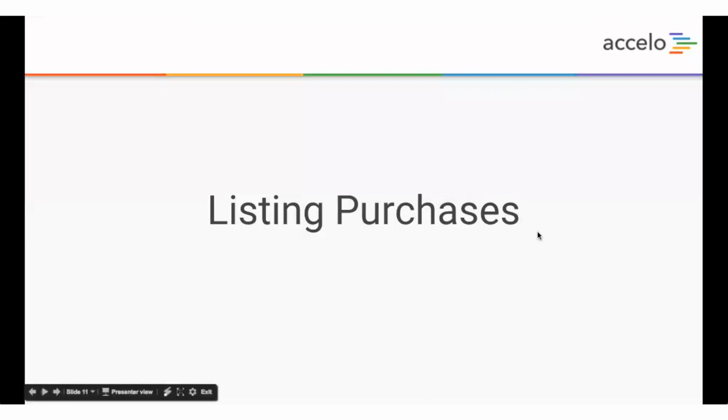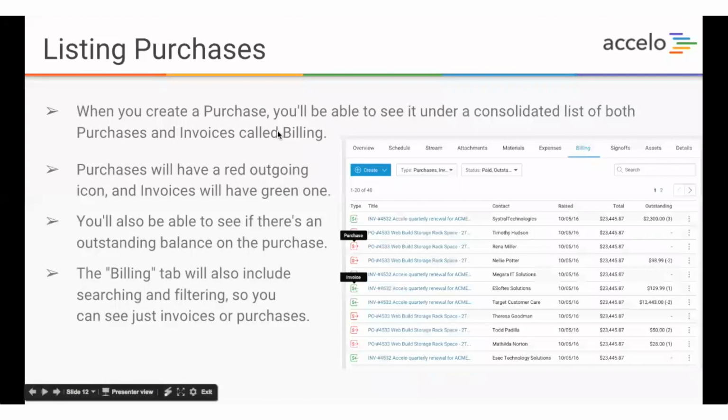All right, now let's look at the listing of purchases. Once you've created your purchase, you'll be able to see it listed in a new tab we're calling billing, which is going to be a consolidation of both the purchases as well as the invoices that you've created for that particular project or ticket or other object in Excello. The purchases will have a distinctive red icon showing that they're outgoing, and the green icon for money inbound for revenue will be shown to distinguish between the two.